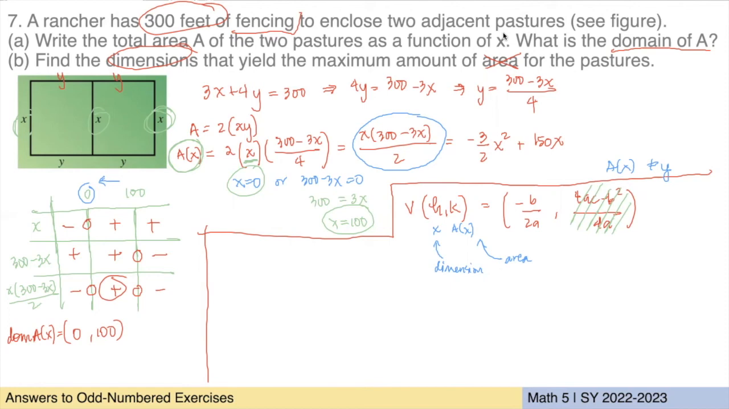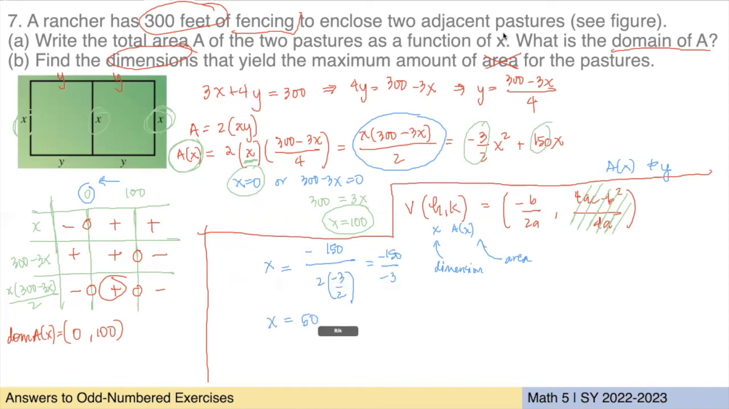But before proceeding on solving the value of x, we need to understand and recall that this is your a and this is your b. So plugging it in our formula, x then becomes negative 150 all over 2 times negative 3 over 2, or simply negative 150 over, oh, sorry, I forgot the negative here, over negative 3. x becomes 50.